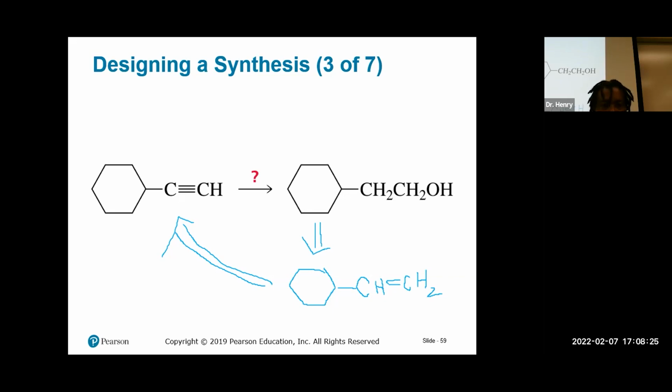So we have that first step. Let's see, different color. So we know if we're going from here to here, this guy is H2, what? That's right. Then catalyst. Okay, so then that gives us our double bond.